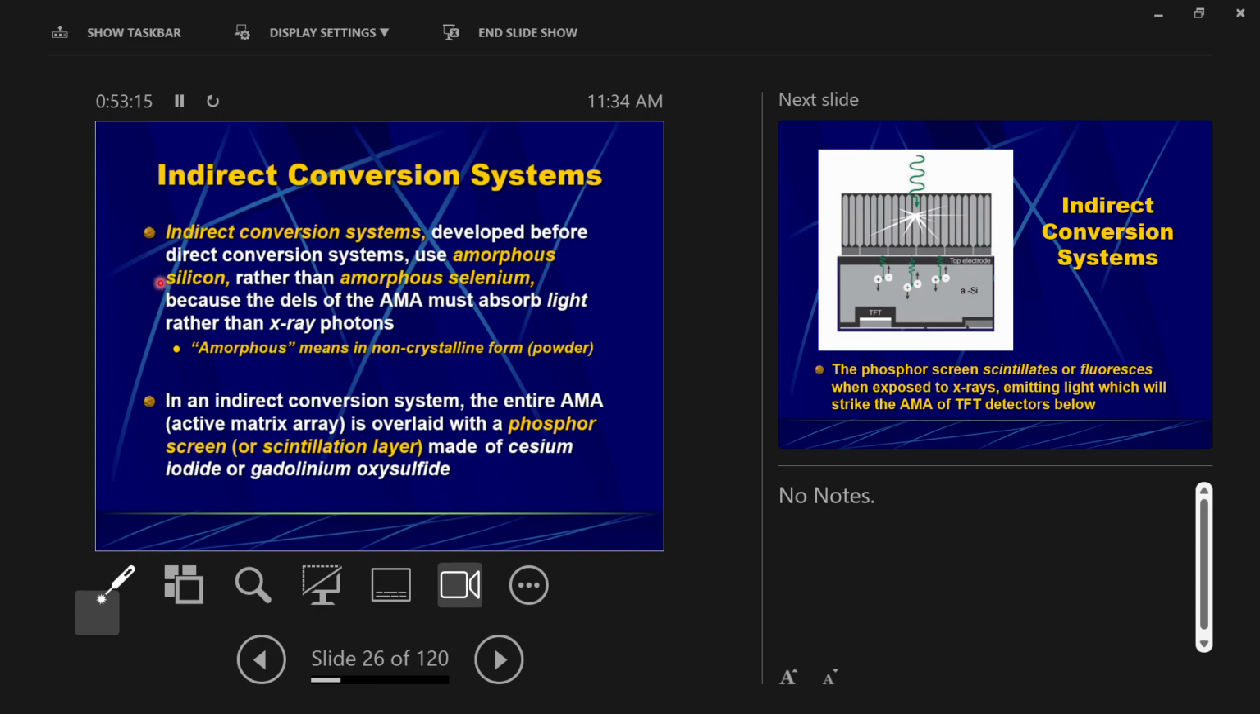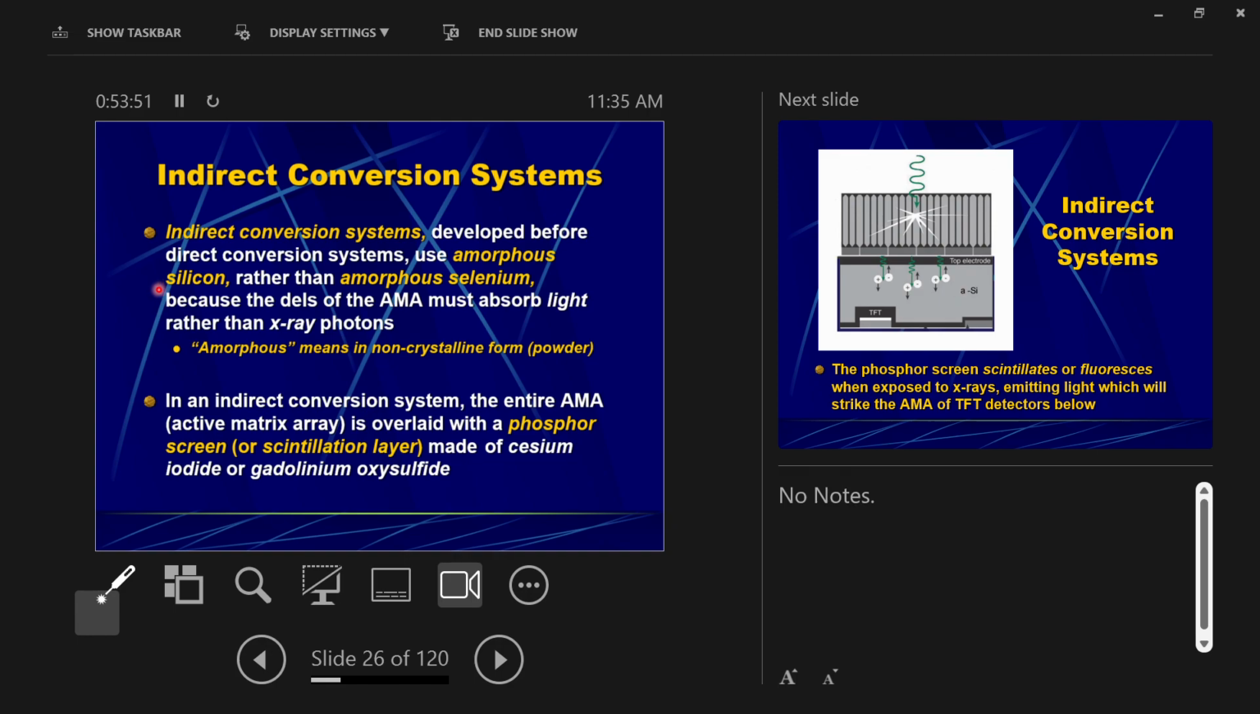Silicon was one of the first, that's why they named it Silicon Valley, not Selenium Valley, right? Silicon is one of those first semiconductors that were widely used. So rather than selenium, silicon. Amorphous just means non-crystalline, like powder, okay? So amorphous is nothing special. Amorphous means like without form, right? I've done this for so long, I know what to say, and then it comes up 10 seconds later in the slide. Amorphous means non-crystalline, powder form, there you go. That's all amorphous means.